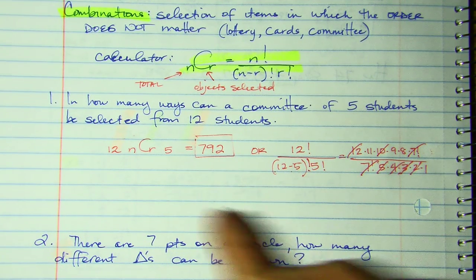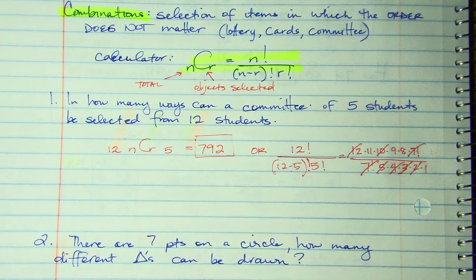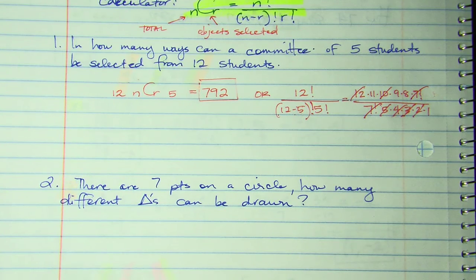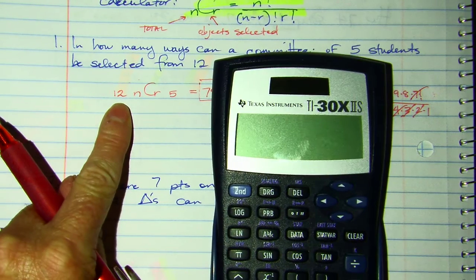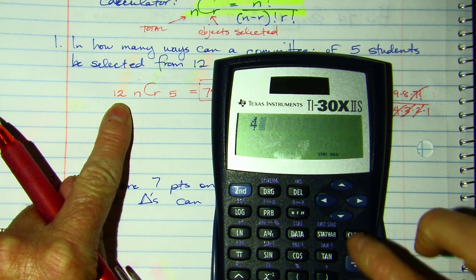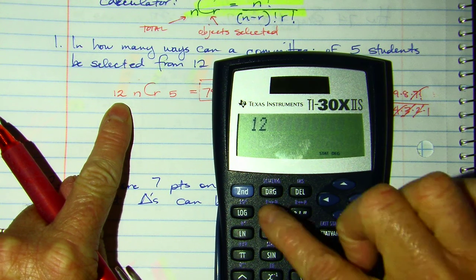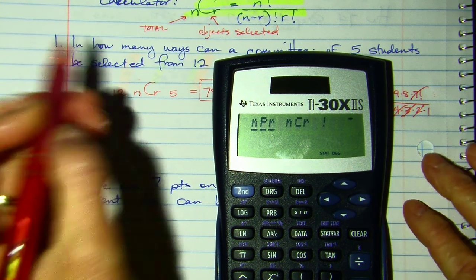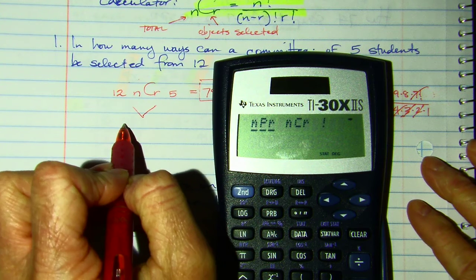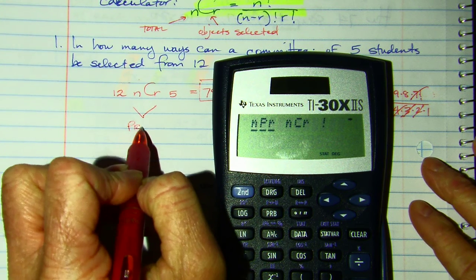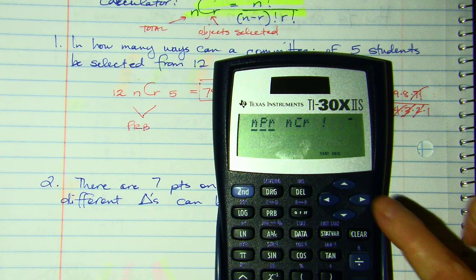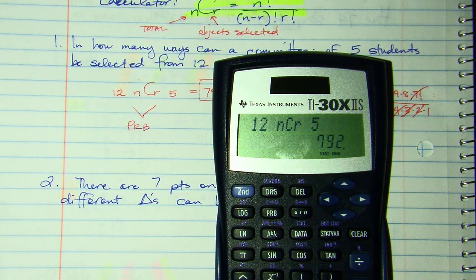So up to you. It would be preferable, right, to have a calculator. So if you'd like to see it, you would hit 12 first, then probability. You'll find this under probability. Then you go over to it, then hit 5, and then enter.